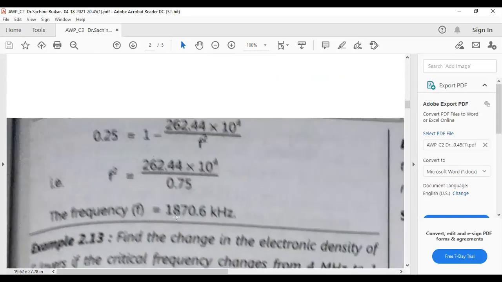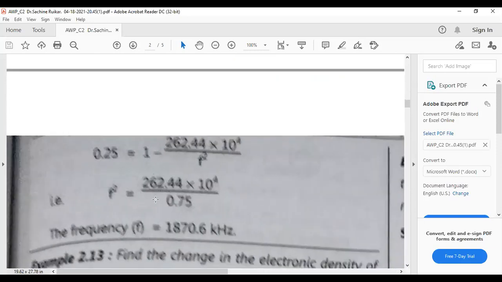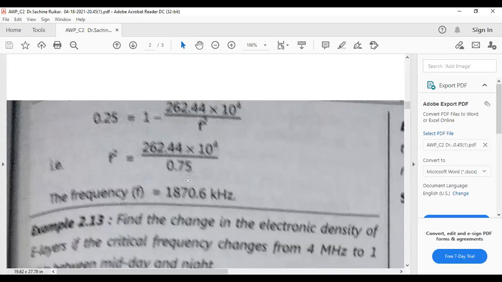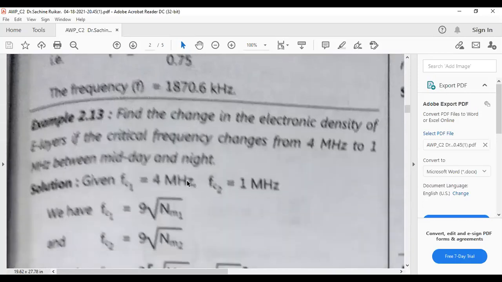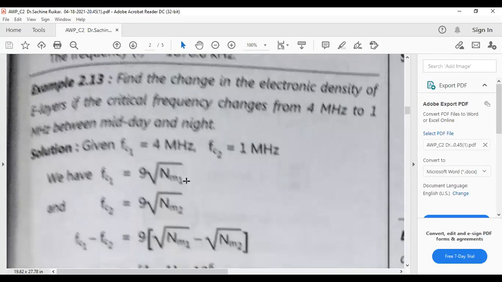So in this way you will get 0.25 on one side, that is the mu squared, then 1 minus this value you can substitute, and finally the frequency you will get as 1870.6 kilohertz, otherwise 1.87 megahertz. You may write it in kilohertz or in megahertz. So 1870.6 kilohertz is the answer. Go for the next numerical, that is 2.13.